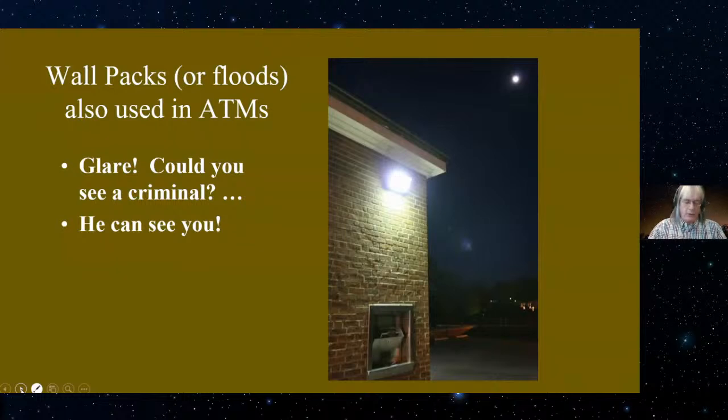Wall packs or floods are often used in ATMs. That's a national joke in the dark sky movement. These things are in your face. As you approach this machine, could you see a perpetrator? Well, not really, because this glare shuts down the size of your iris, and that leaves you with reduced visibility. A lot of people naively think that seeing the bright light is safety, but it's the opposite. This shuts down your eye, leaving less vision to see the rest of the things. But the perpetrator can see you. If he's hiding back there in the corner, he's got a wonderful front lit view of you. So yeah, not a good thing.